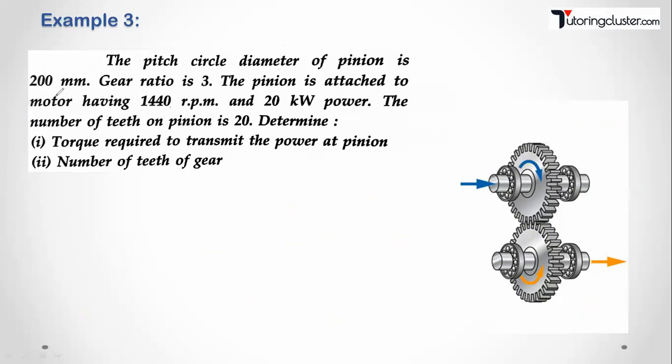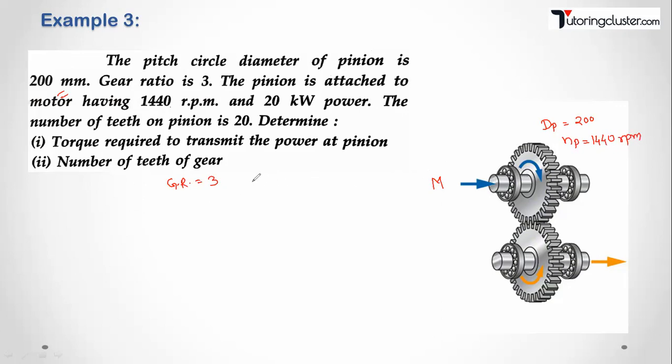The pitch circle diameter of pinion is given. Pitch circle diameter of pinion Dp it is 200 mm. Gear ratio is given. Gear ratio it is equal to 3. The pinion is attached to motor having 1440 rpm. Let's say here it is a motor. So here the shaft है. What is the speed? 1440 rpm. That means NP it is 1440 rpm. ओके, मैंने क्या बताया, ये शाफ्ट और ये जो पिनियन है इसका स्पीड क्या रहेगा, सेम रहेगा.